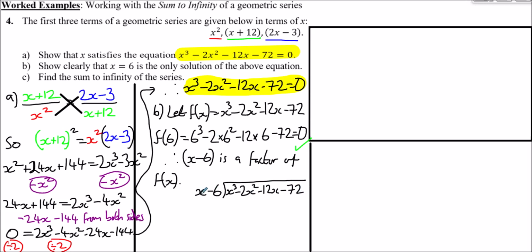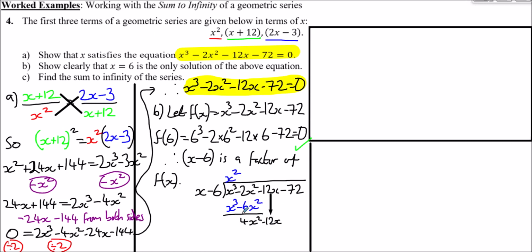So first of all, we divide x cubed by the highest power of x here. X cubed divided by x will give us x squared. Next we multiply this x squared by x minus 6. X squared times x gives x cubed. X squared times minus 6 gives minus 6x squared. We now subtract. So minus 2x squared minus minus 6x squared. Minus and minus is the same as adding. So minus 2 plus 6 gives 4x squared. We now bring down the next term. So we bring down the minus 12x.